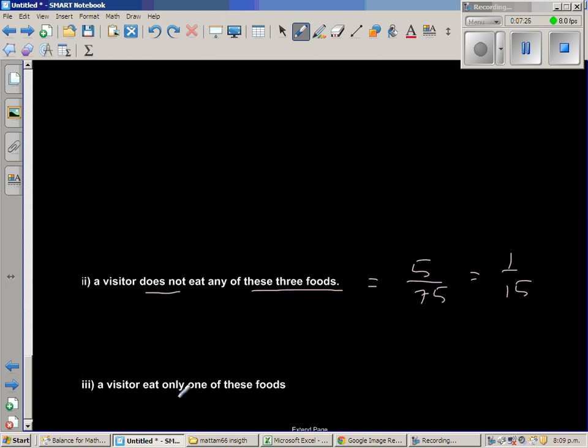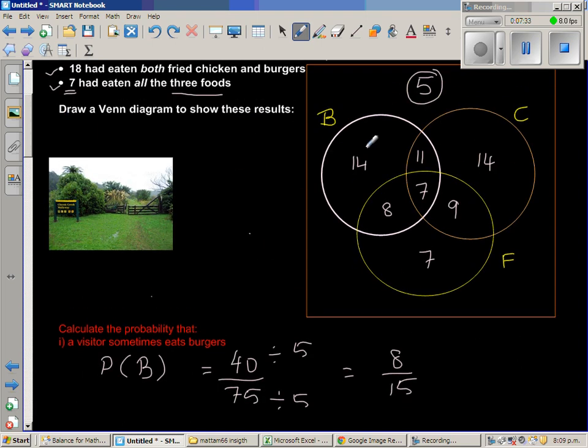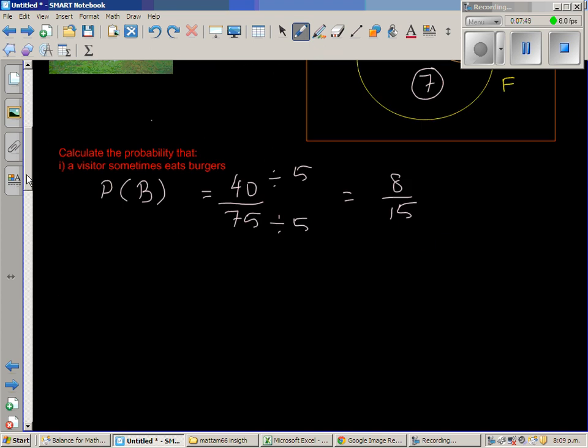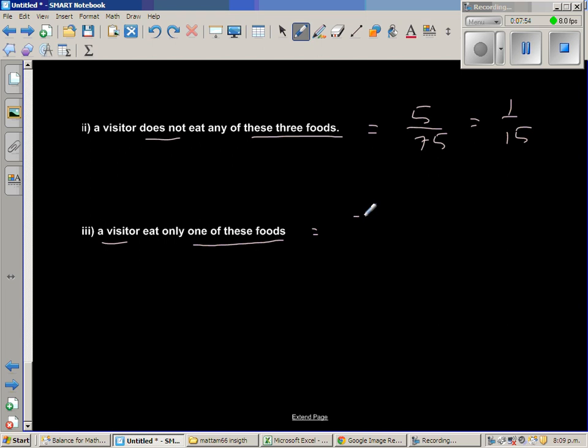And finally, a visitor who eats only one of these foods. So one of these foods means either only burger. So these are the 14 people who only ate burger. There are again 14 people who ate only chicken and 7 people who ate only fish and chips. So this is 14 plus 14 is 28 plus 7 is 35 out of 75 people who ate only one of those foods. So that is 35 out of 75. Again, you can divide both by 5, which is 7 out of 15.